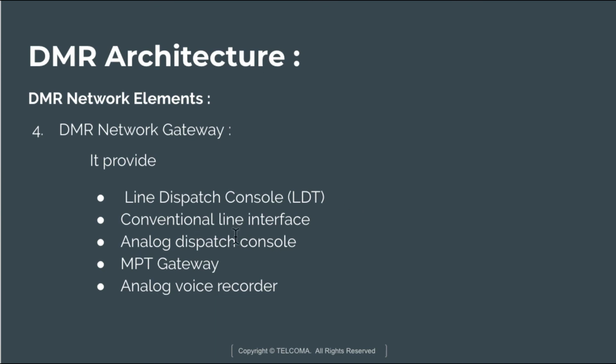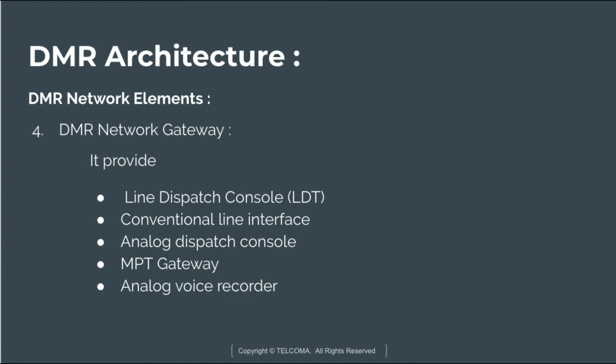Next is the conventional line interface. This conventional line interface or the analog dispatcher interface is useful for interoperability with other organizations using analog systems, and also enables transmission to the DMR network. It means the conventional line interface is used to provide compatibility with the old analog system. Analog dispatch console is the same as the conventional line interface.